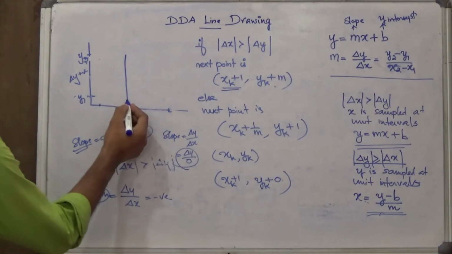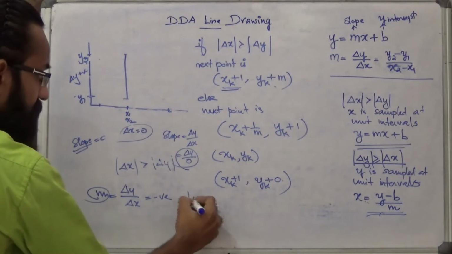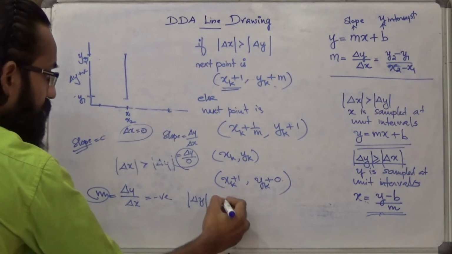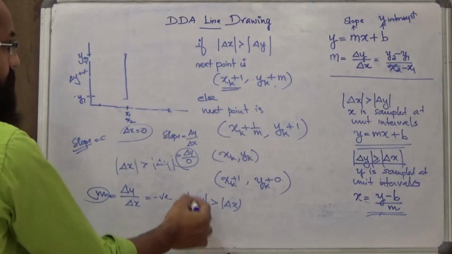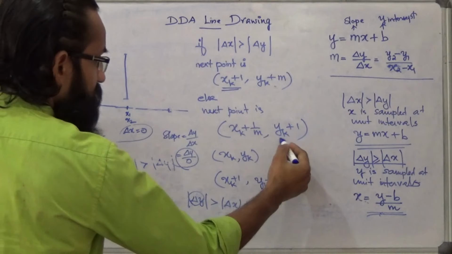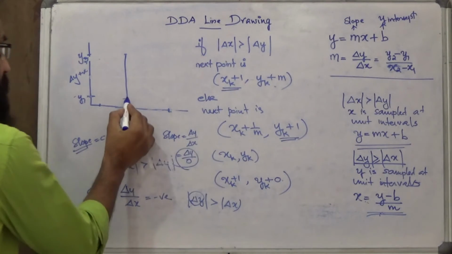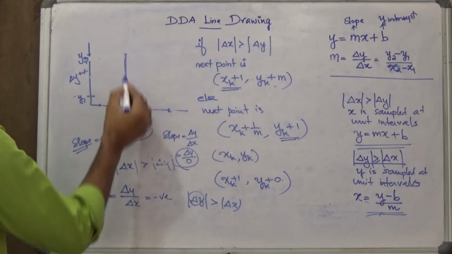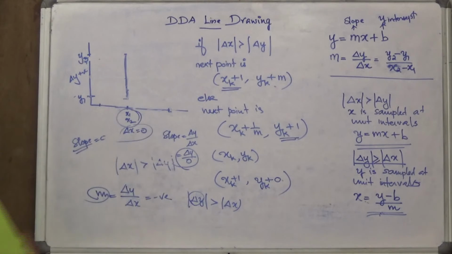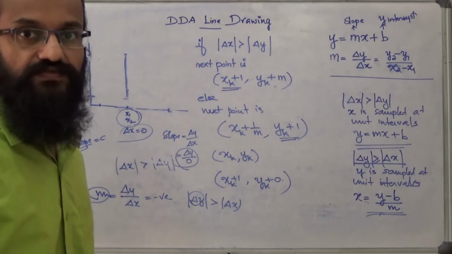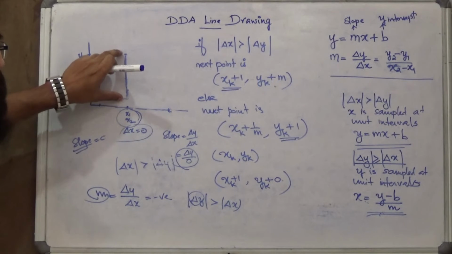So actually, if you consider this particular case, it is clear that modulus of delta y is greater than modulus of delta x. So you are expected to sample y at unit intervals. So you have to take this particular point y at unit intervals, and you have to keep x stationary for each y value. Keep x as x1 or keep x as x2, since x1 is equal to x2. That is the strategy to be followed if you consider a vertical line.